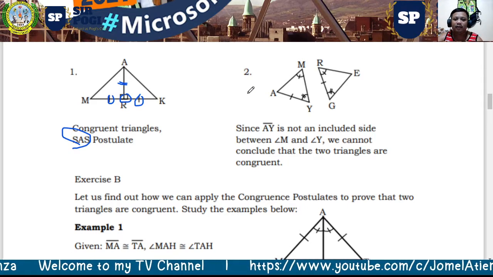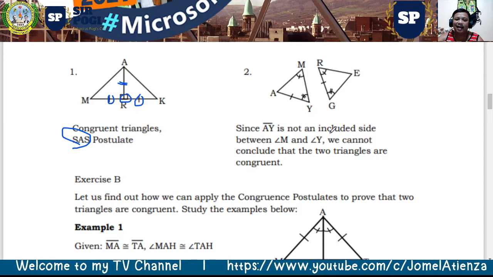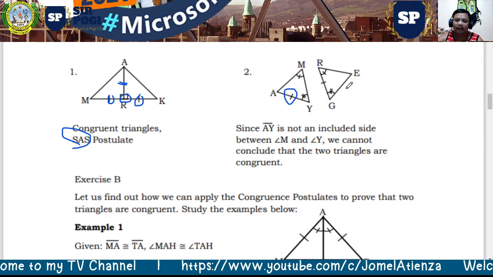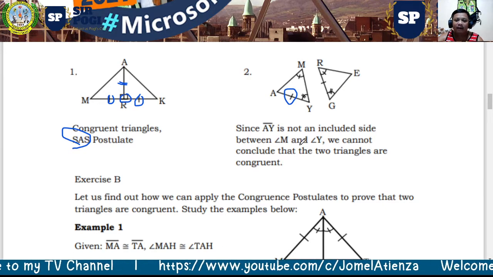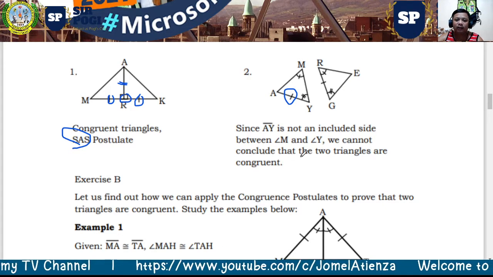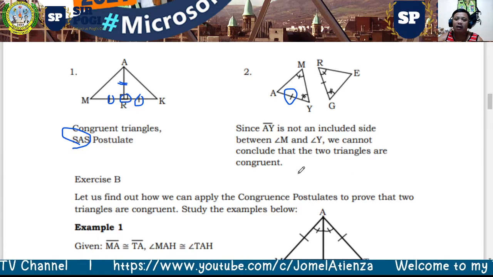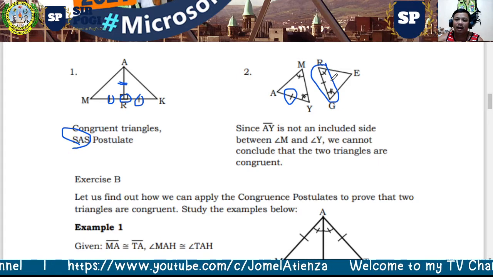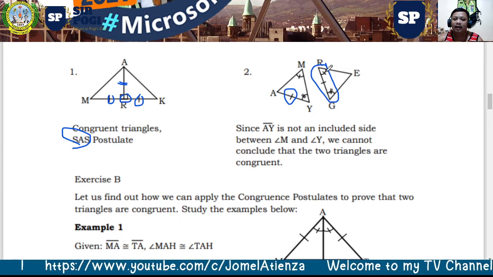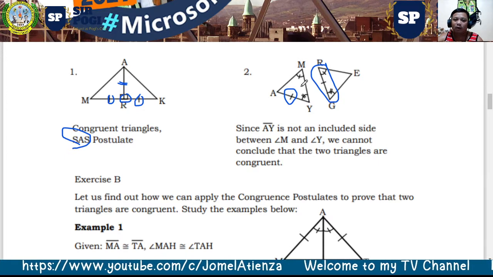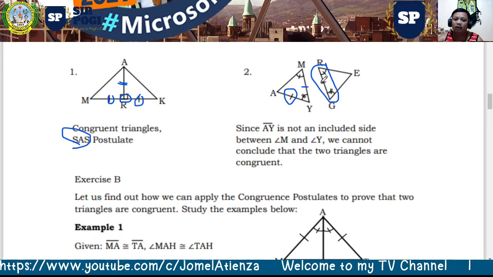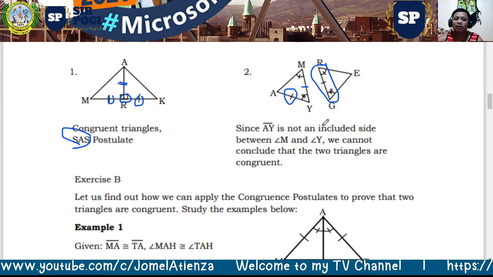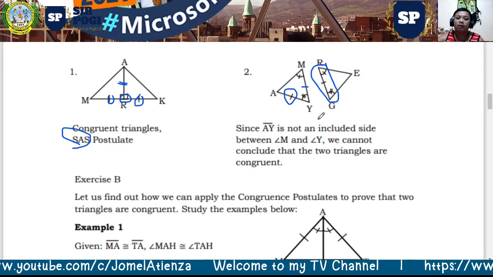And then another one, since AY is not an included side, between M and Y, we cannot conclude that the two triangles are congruent. So ito lang yung atin pwedeng magamit na siya ay angle-side-angle. Pero, hindi naman sinabi na equal itong side na to. Okay? So, we cannot say that these two triangles are congruent. Okay?